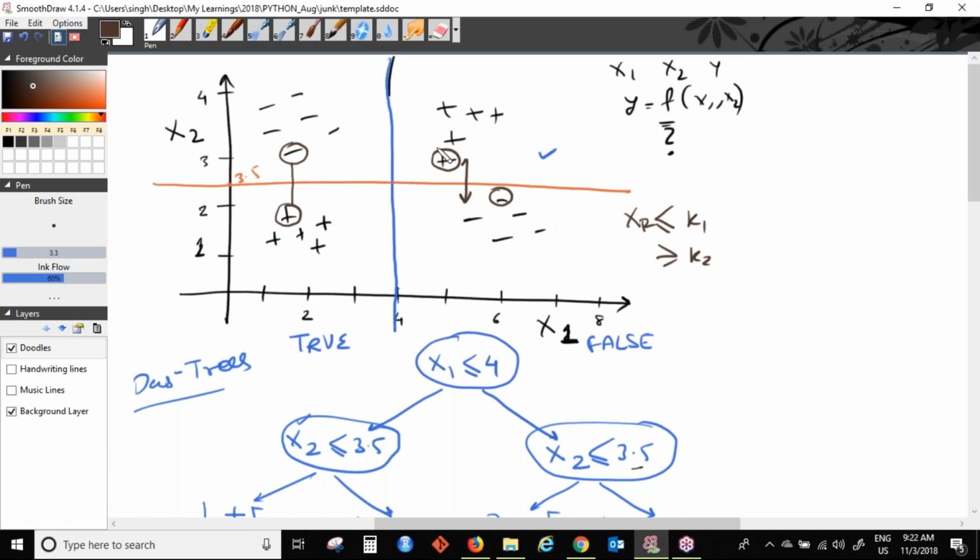Now you don't have to worry about this because the software will do this for you. You don't have to worry. The software will find the midpoint. You don't have to draw and find the midpoint like this. The software will do that for you.